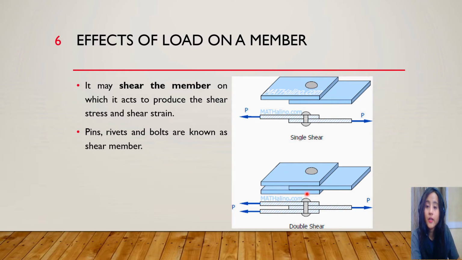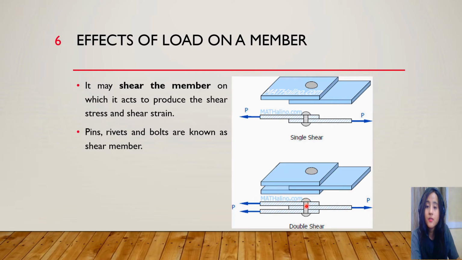And here you can see there are three plates connected to each other. Two plates are being pulled in one direction and one plate in another direction. In this kind of situation, a double shear will be produced. A shear will be produced here, over here, where it is being held together with the help of this bolt. These pins, rivets, and bolts are known as shear members.